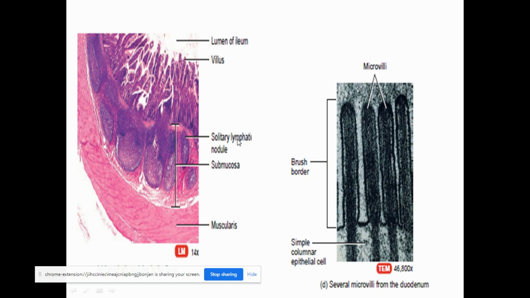Initially, we have seen the solitary lymphatic nodules. When these nodules group together to form an aggregated lymphatic system, they are called Peyer's patches. So these are the single nodules present. These are the magnified pictures of the brush border.